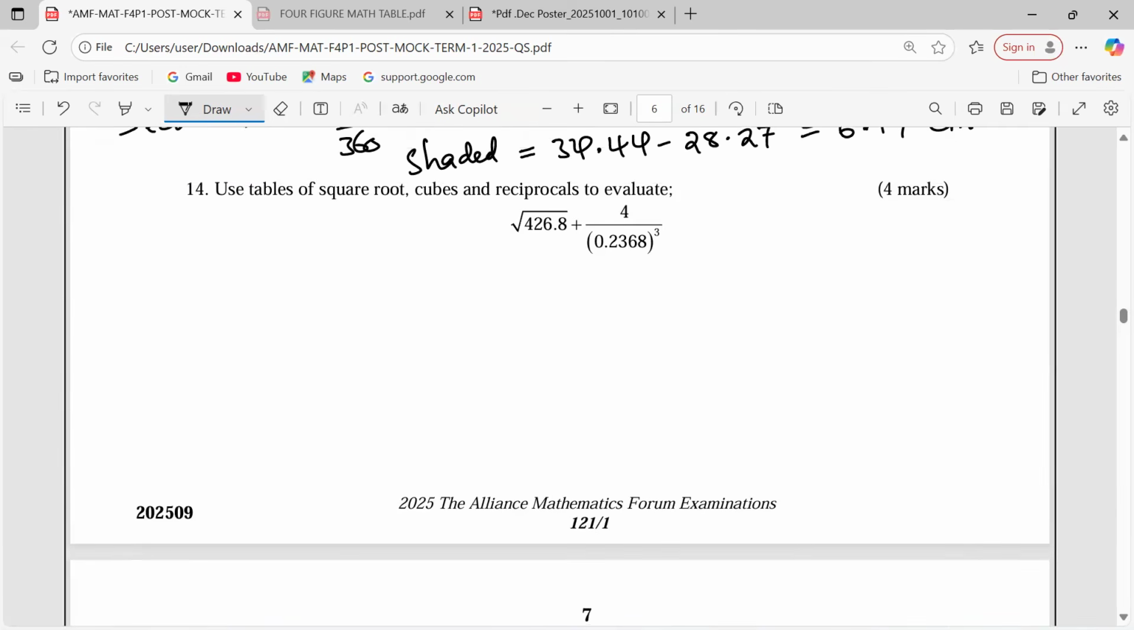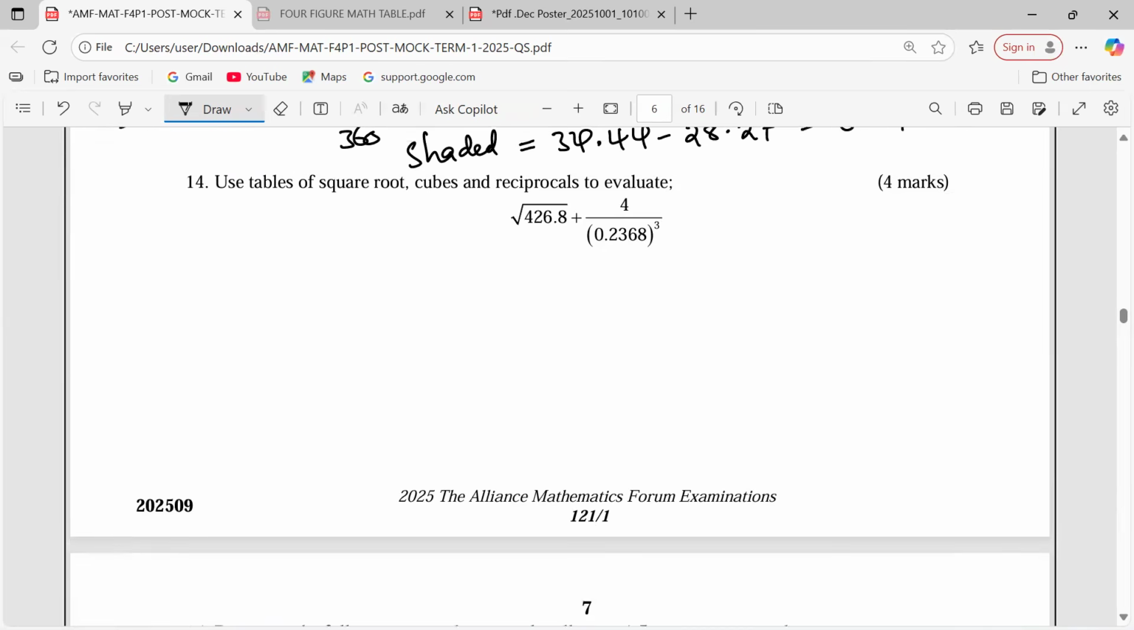Number 14. Use tables of square roots, cubes, and reciprocals to evaluate the square root of 426.8 plus 4 over the cube of 0.2368. Let me begin this way. To find the square root, we need to write in standard form first: 4.268 times 10 to the power of 2. Since we're finding the square root, this becomes 10 power 1. I shall answer every term separately.